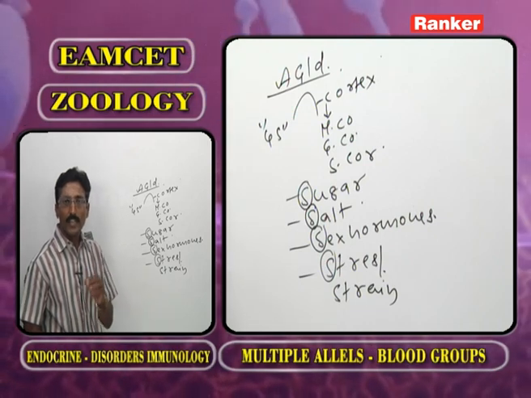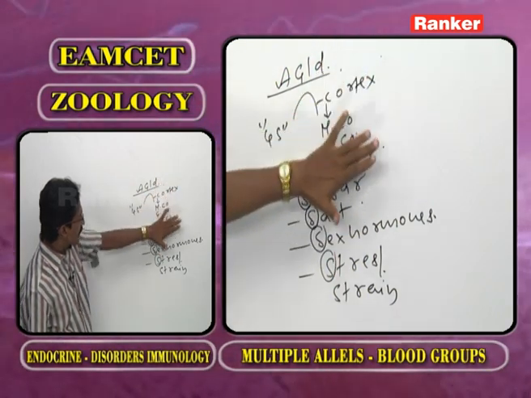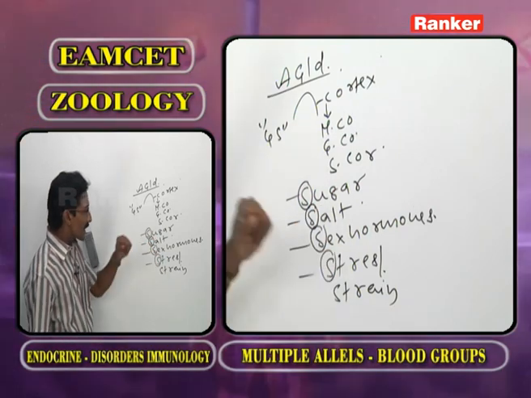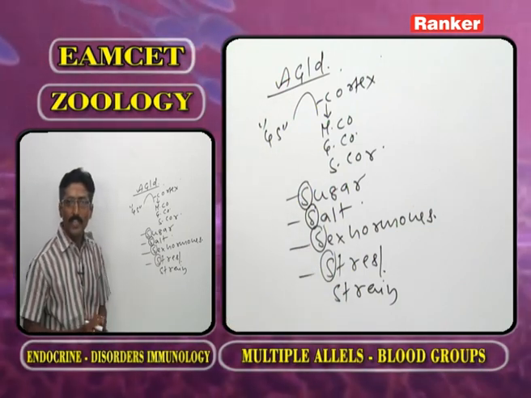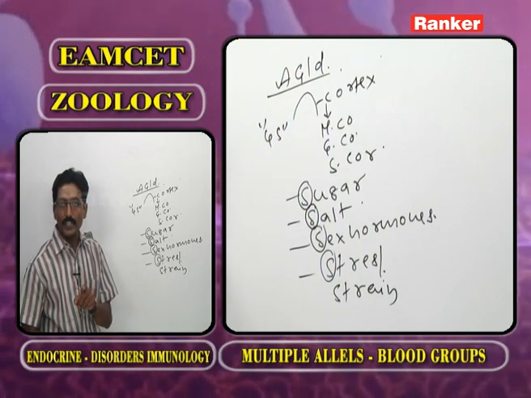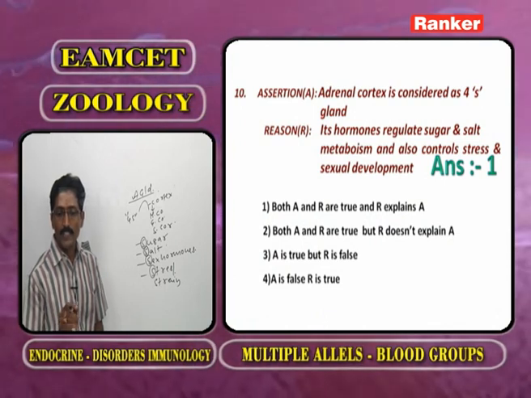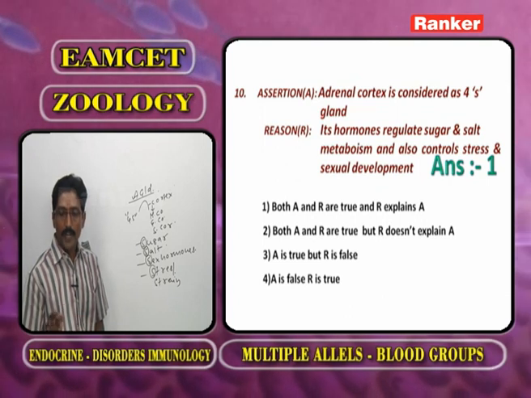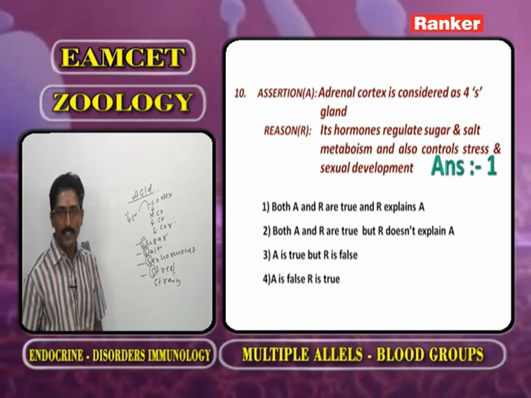One is estrogen and the second one we call testosterone. So the hormones secreted by the cortex maintain the sugar level, the salt level, the sex hormones level, and the stress and strain levels. So automatically we call the adrenal cortex the 4S gland. Again, you observe the assertion. Adrenal cortex is considered as 4S gland because its hormones regulate sugar levels, salt metabolism, and also control the stress and the sexual development. So both are correct, and the reason explains the assertion. Next question.